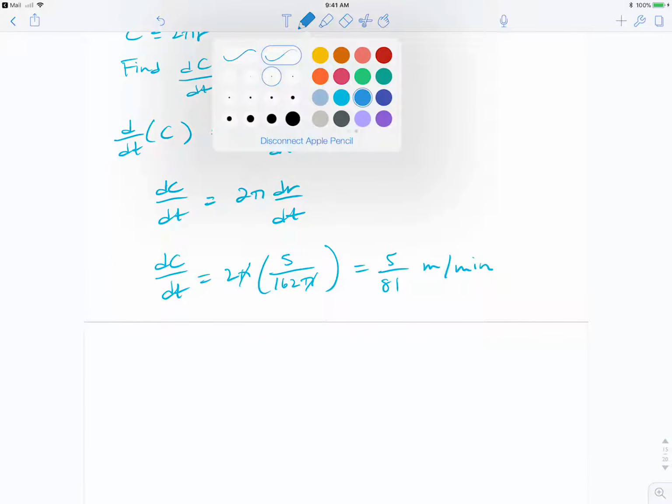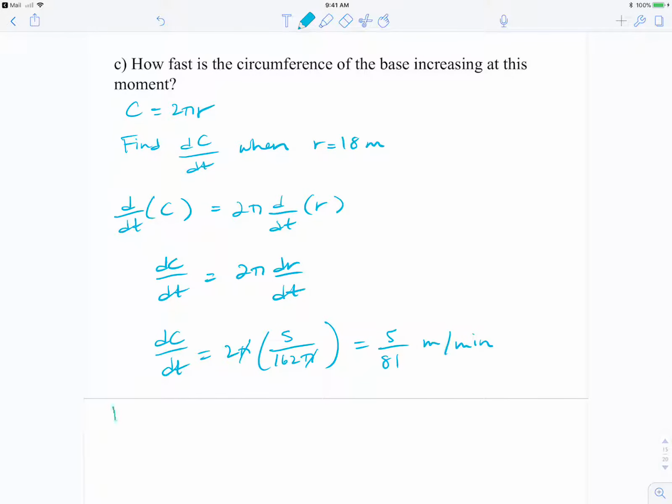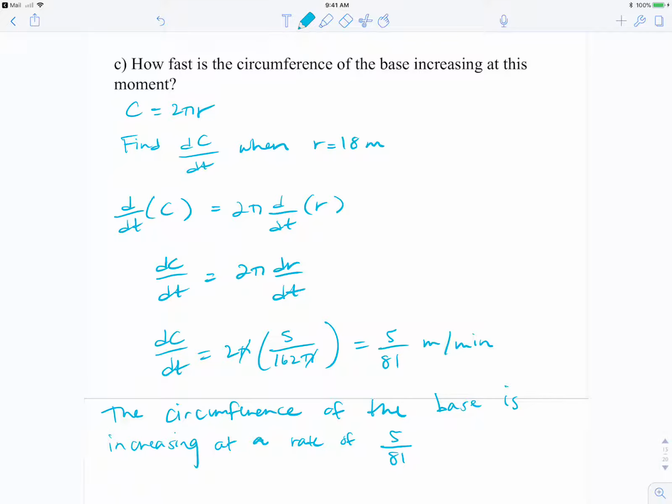Okay, so the circumference of the base is increasing at a rate of 5 over 81 meters per minute when the radius of the base is 18 meters, or when the height of the pile is 9 meters. Okay.